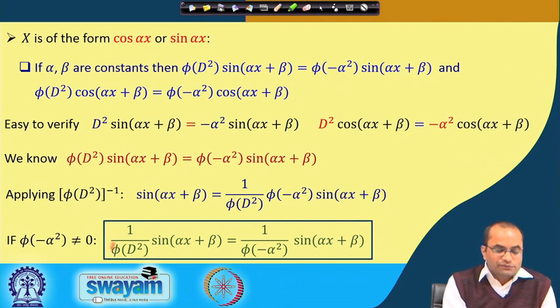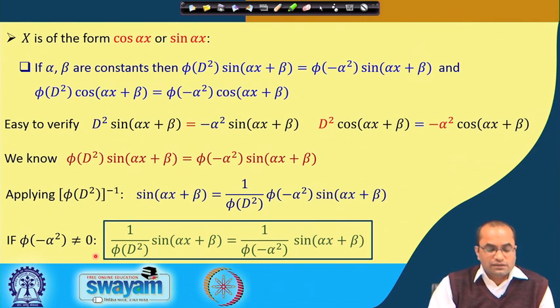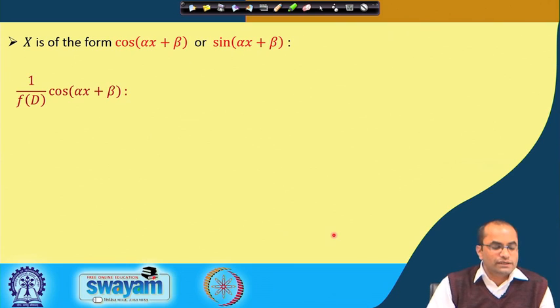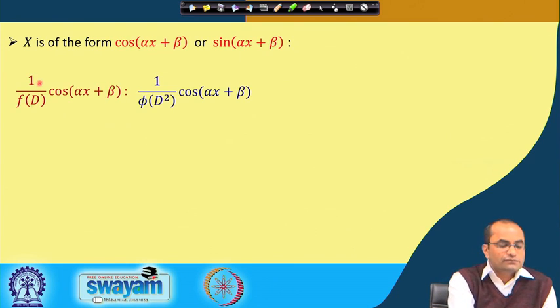Then when we apply 1 over φ(D²) on sin(αx+β) or on the cosine function cos(αx+β), we get 1 over φ, with D² replaced by −α², and the function stays as it is. So just to summarize again, if the right-hand side is of the form cos(αx+β) or sin(αx+β), in both cases we can deal with 1 over f(D) in the same way.